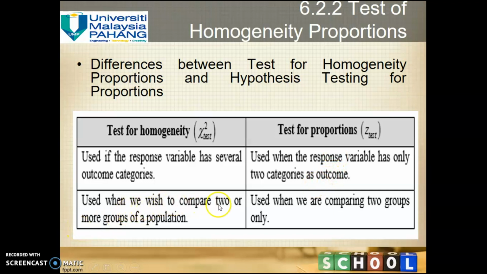The proportion test is used when we are comparing 2 groups only, but homogeneity is used when we wish to compare 2 or more groups of population. So for the proportion we have 2 groups, but for homogeneity it can be 2 and more.